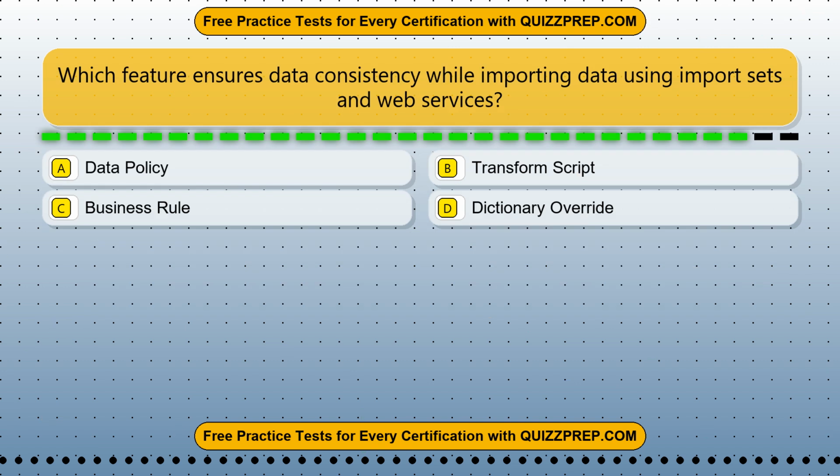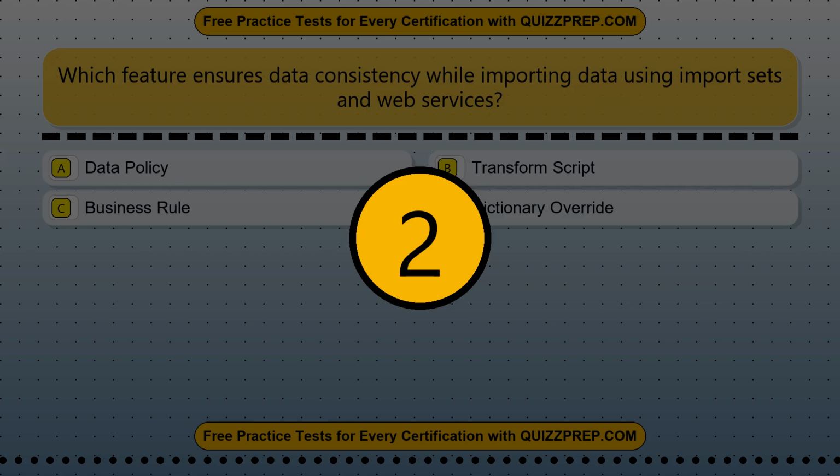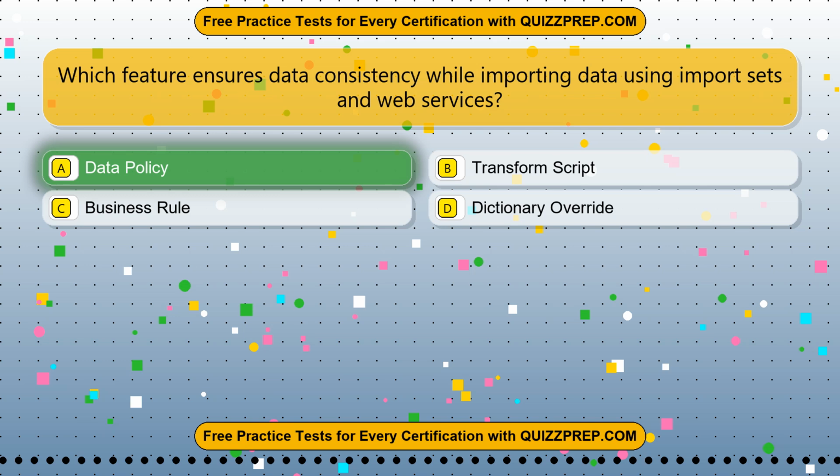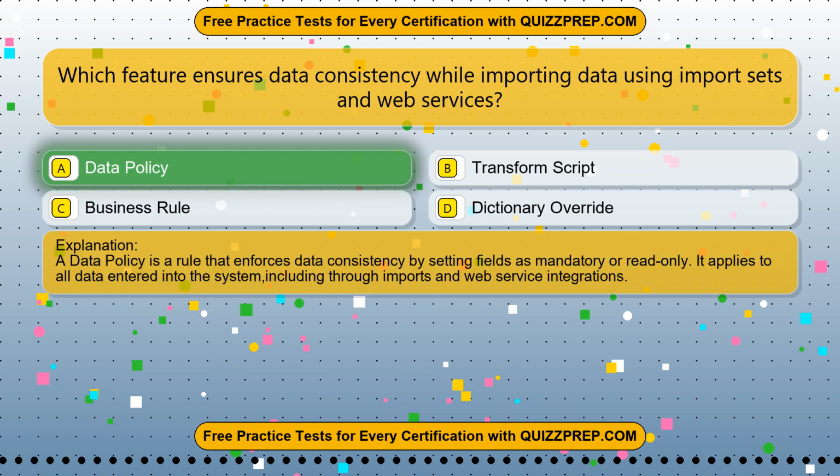Question 138. Which feature ensures data consistency while importing data using import sets and web services? Option A, data policy. Option B, transform script. Option C, business rule. Option D, dictionary override. The correct answer is option A, data policy. A data policy is a rule that enforces data consistency by setting fields as mandatory or read-only. It applies to all data entered into the system, including through imports and web service integrations.